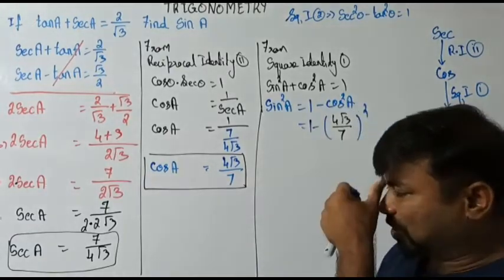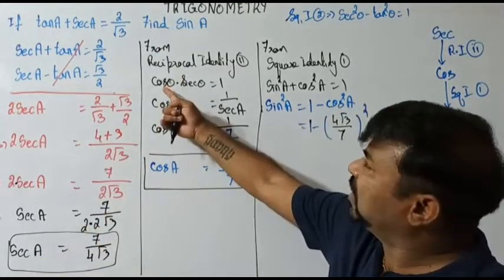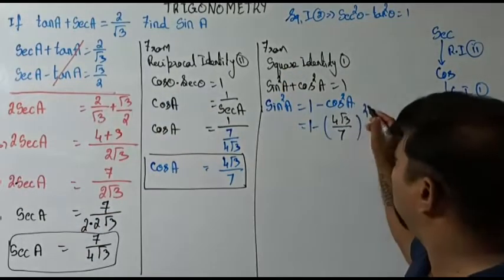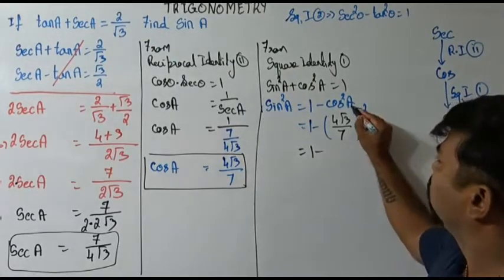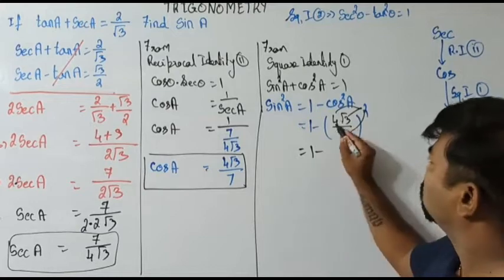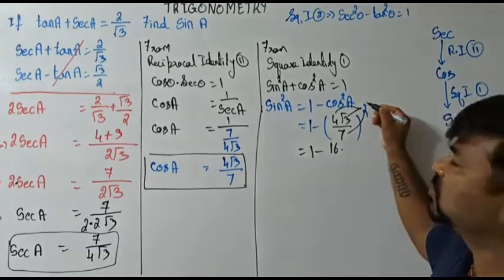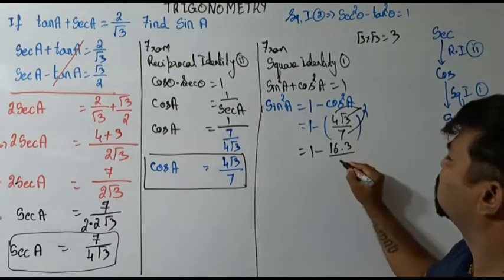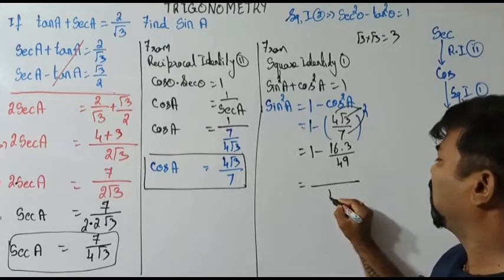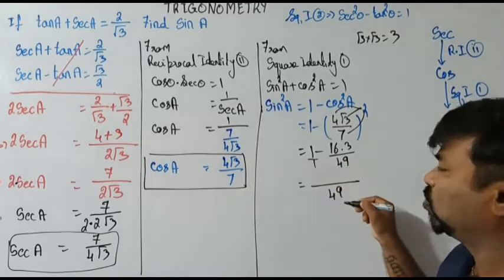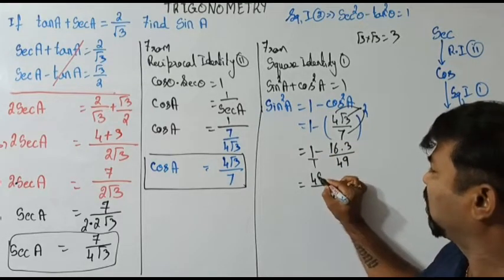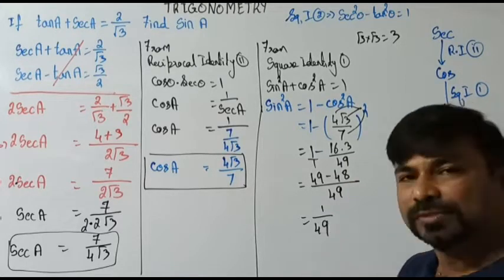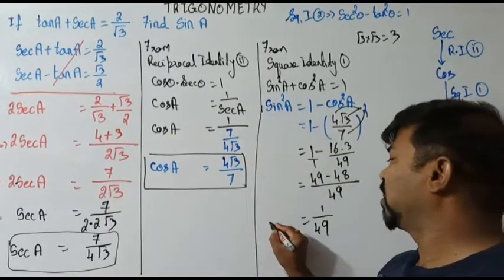I repeat. We have reached secant. From secant, we reached cos. From cos, we like to go to sine with the help of square identity 1. Now let me simplify that. 1 minus the square goes to all the three numbers there. 4 square is nothing but 16. Root 3 square is root 3 into root 3, which is 3. 7 square is 49. If I take LCM, 1 goes in 49. 49 minus 16 3s is 48, so it's nothing but 1 by 49. What's that? It's nothing but sine square.